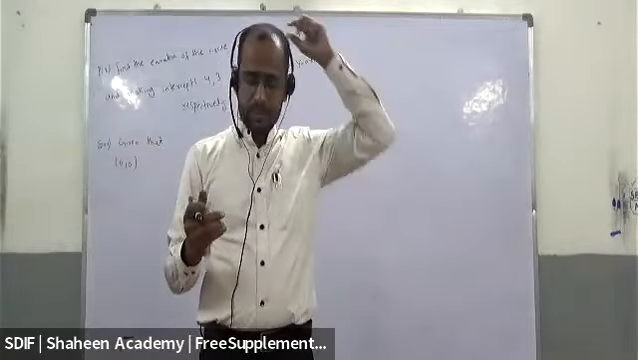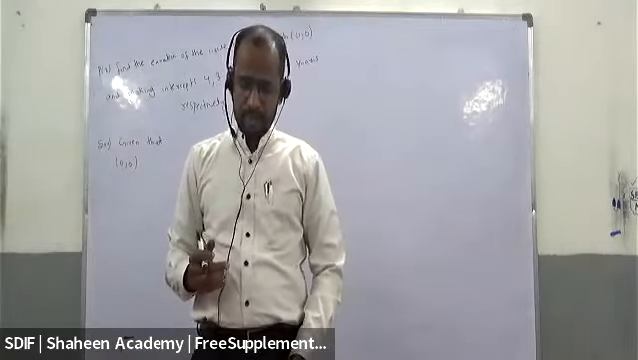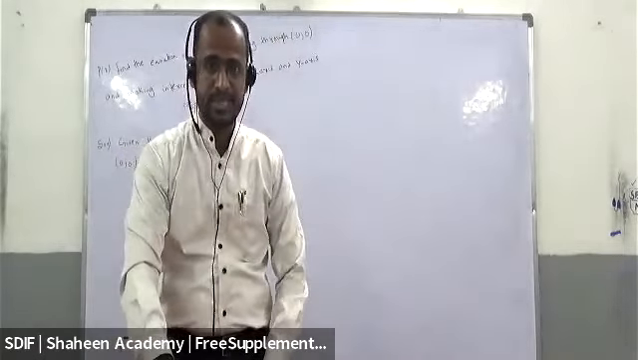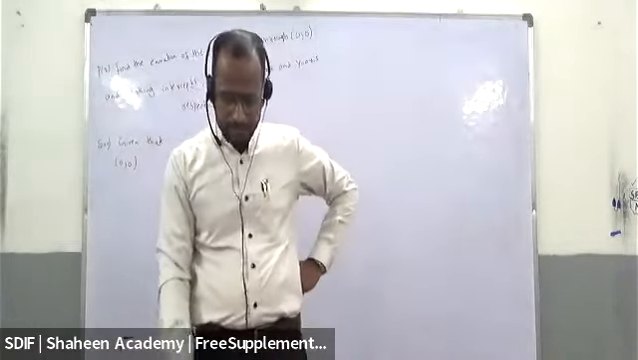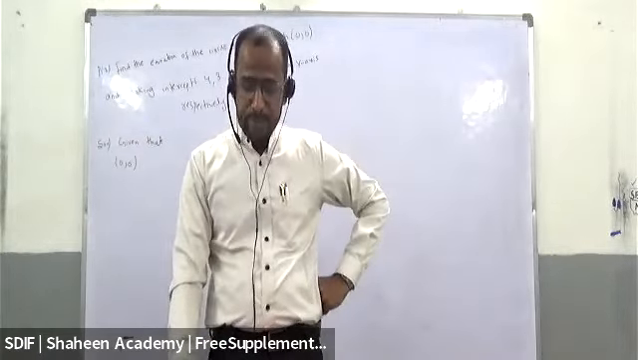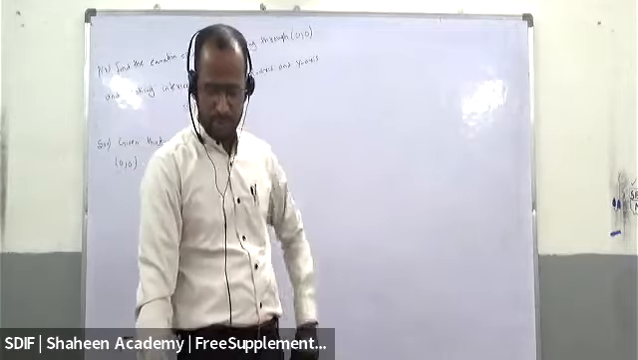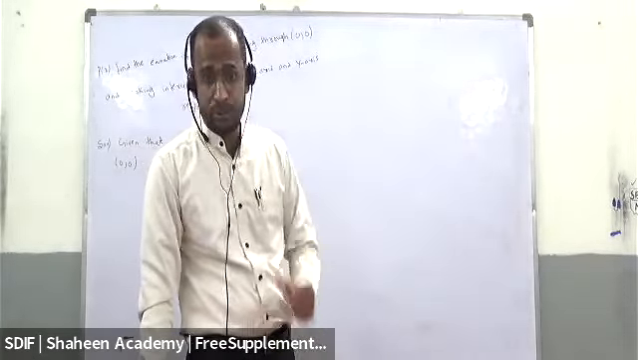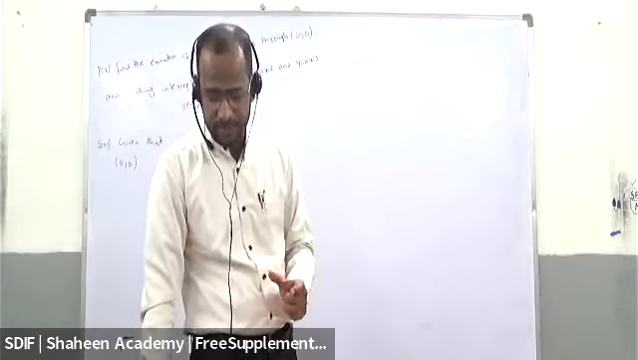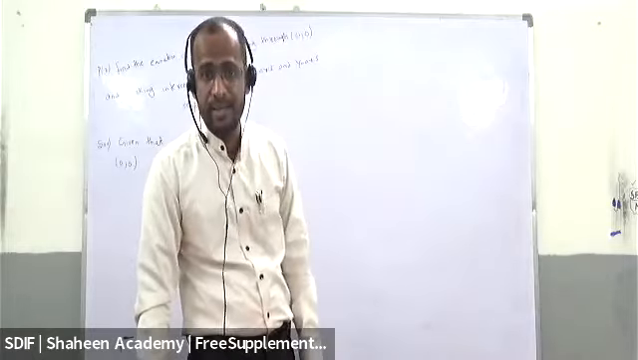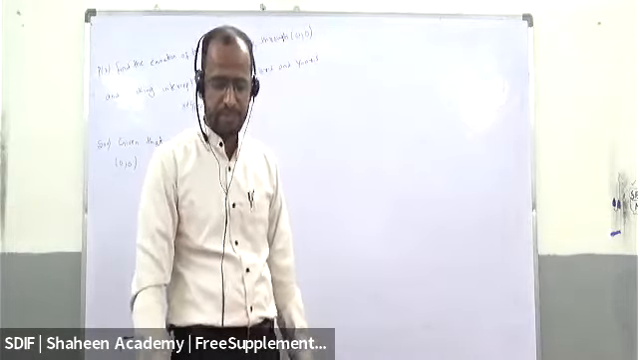Listen, I am reading the problem. A similar problem I'm going to give as homework, so please understand carefully. Find the equation of the circle passing through 0, 0 and making intercepts. The point to be noted down: making intercepts 4, 3 on the x-axis and y-axis respectively.